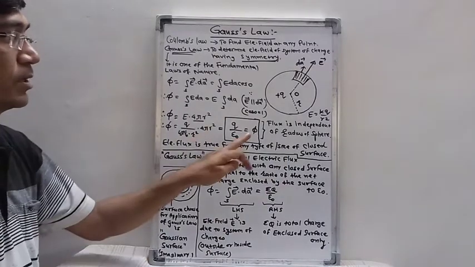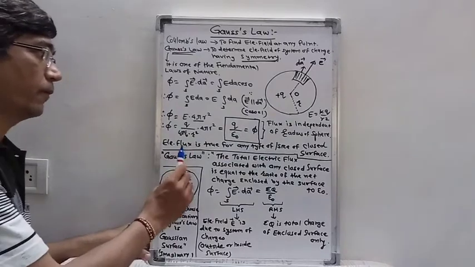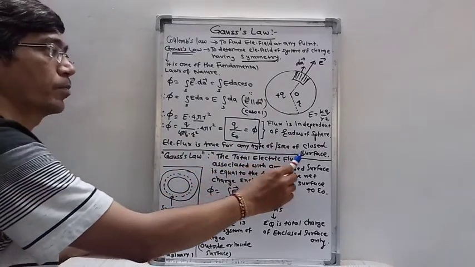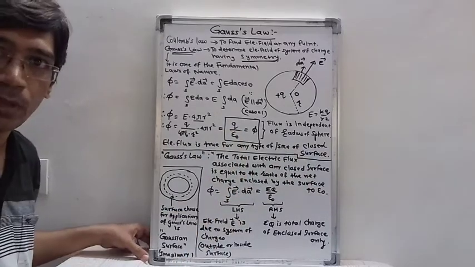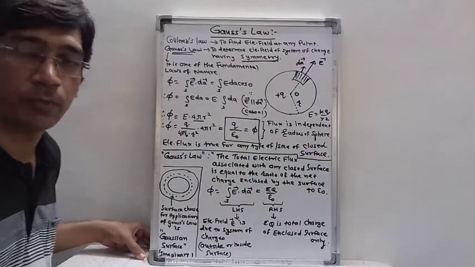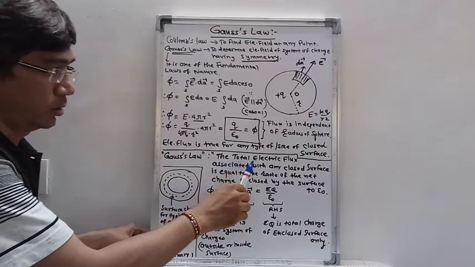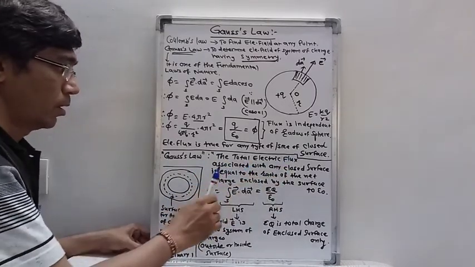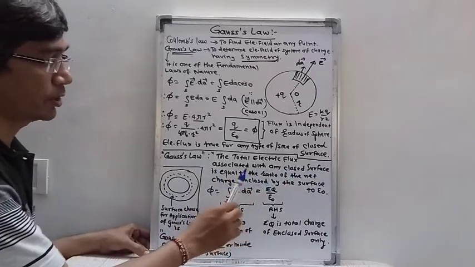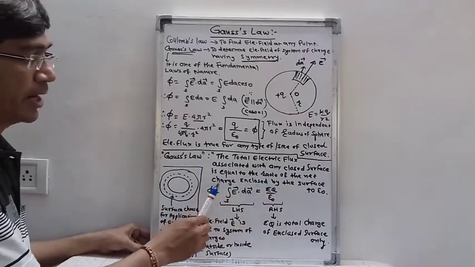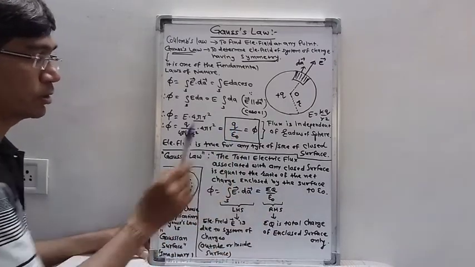So flux is independent of the radius of the sphere. Electric flux is true for any type or any size of closed surface. Now we can take the definition of the Gauss theorem. The Gauss theorem says the total electric flux associated with any closed surface is equal to the ratio of the net charge enclosed by the surface to epsilon 0.